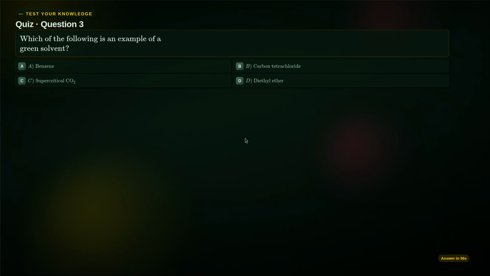Quiz question 3. Which of the following is an example of a green solvent? Option A, benzene. Option B, carbon tetrachloride. Option C, supercritical carbon dioxide. Option D, diethyl ether. Remember what makes a solvent green?